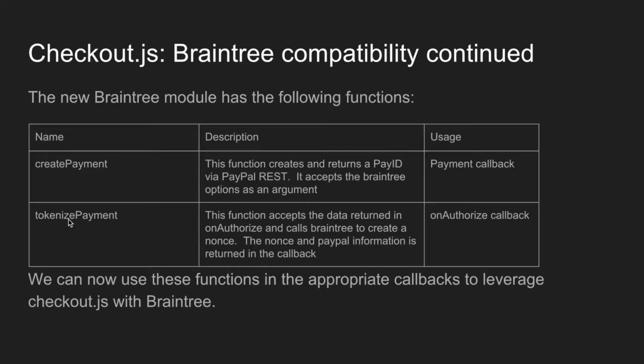The second function is the tokenizePayment function. This function accepts the data returned from checkout.js, so that actual data object in the onAuthorize, it accepts the whole thing, and then uses it to reach out to Braintree and create that nonce. Then the nonce and the PayPal information is returned back in the callback or in the promise resolve, and that should be used in the onAuthorize callback. So now we can use these functions in the appropriate callbacks to leverage checkout.js with Braintree.